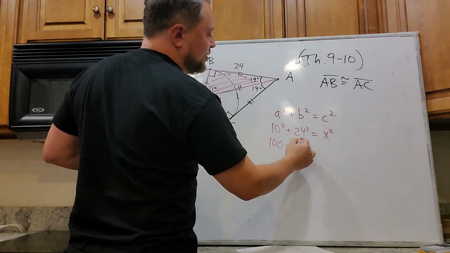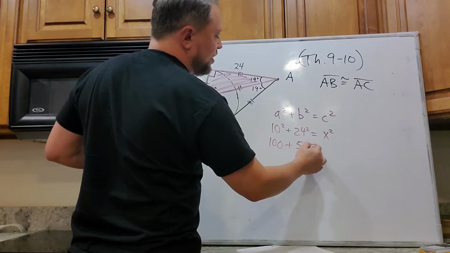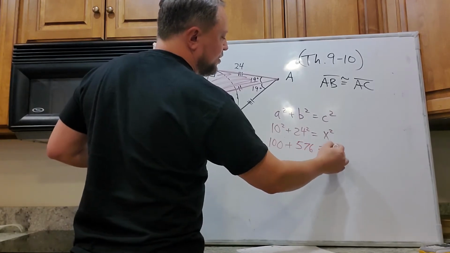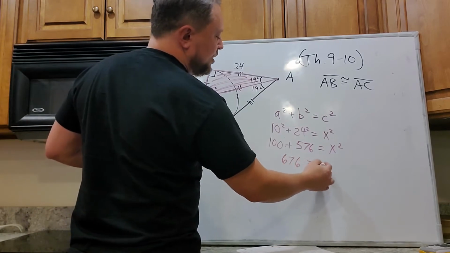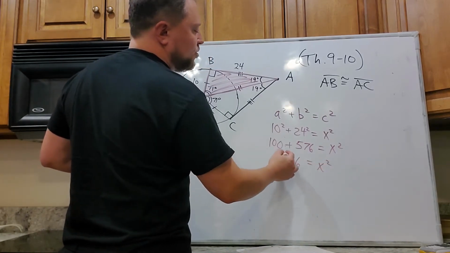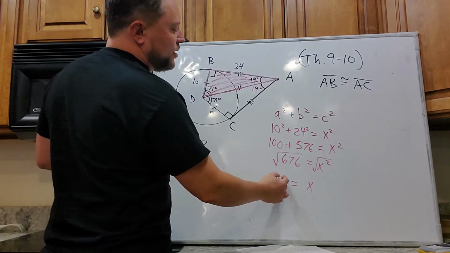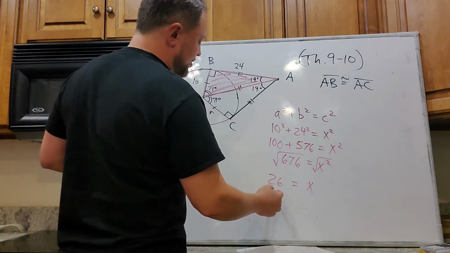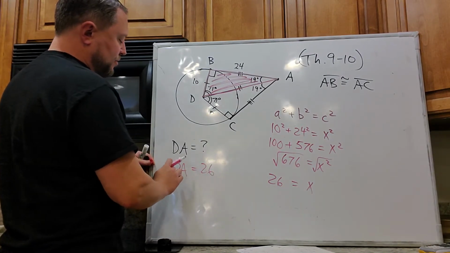Square each of these. Let's see, that's 576. Add those, you get 676. Do the square root at the end. And this one comes out to 26. So DA is 26.